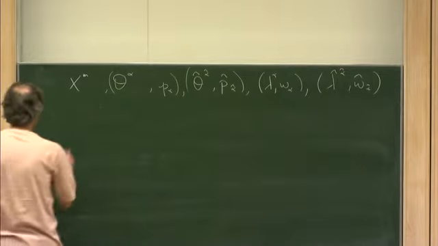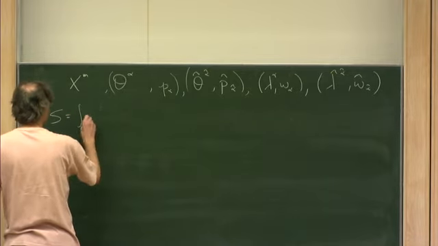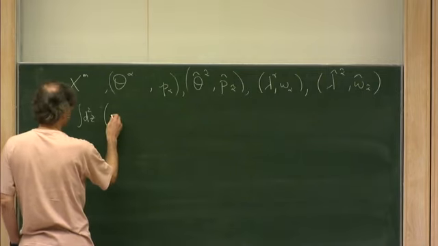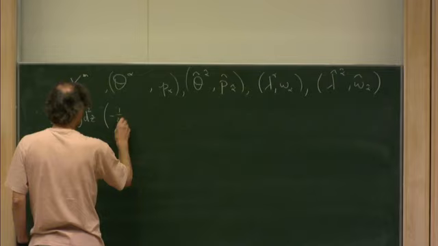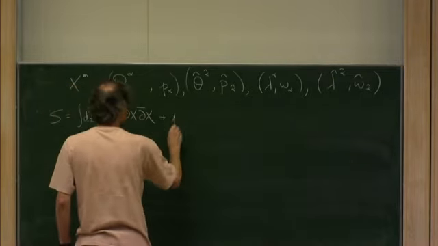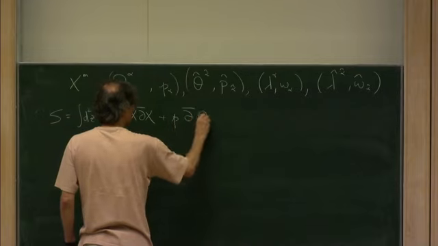Okay, so the action in a flat background is very simple, which is why it's much more convenient than, for example, Green-Schwarz, where the action is not so simple, even in a flat background. So, of course, the bosonic part is similar. The fermionic part is first-order action.